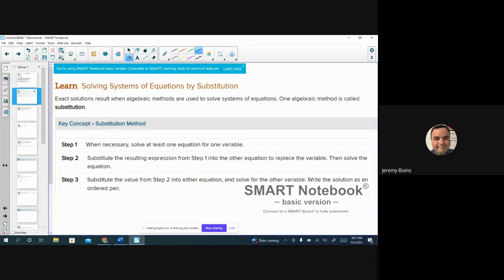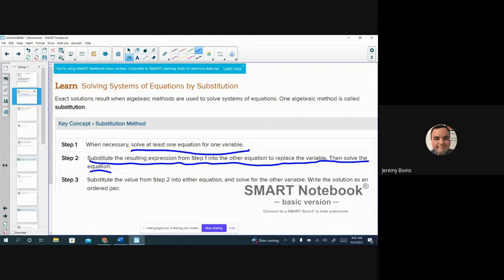These are the three steps that we will be using to solve a system using substitution. We'll solve at least one equation for one variable. Sometimes that will be done for us. Sometimes we have to do the algebra for it. And we'll be making use of literal equation work that we did earlier. We then substitute the result from step one, that equation solved for one variable, into the second equation where we replace the variable, and we solve the equation.